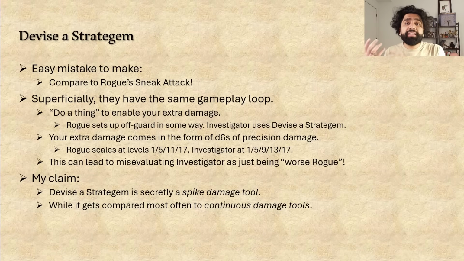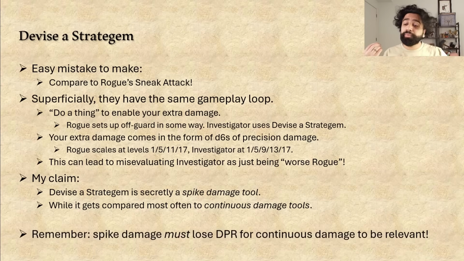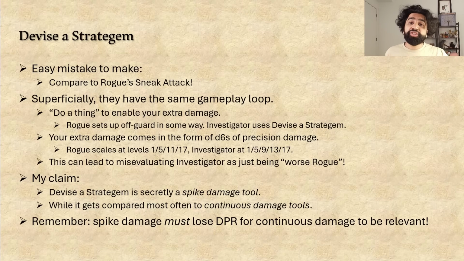And because the Investigator's spike damage tool is now being compared to a continuous damage tool, it comes out looking worse. Because remember, spike damage must lose a DPR contest for continuous damage to be relevant. If you don't agree with this argument, I highly recommend you check out my Vicious Swing video linked above, because I don't just build off this argument in this video, I build off almost everything I mentioned in the Vicious Swing video, so it's a really good idea to check that one out, at least briefly, before coming back to this one.